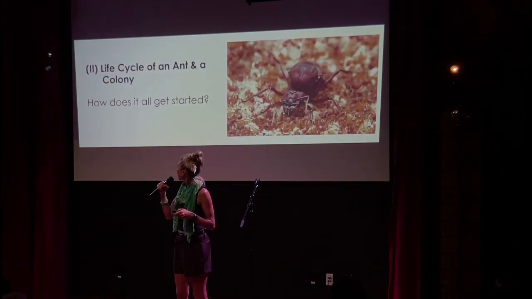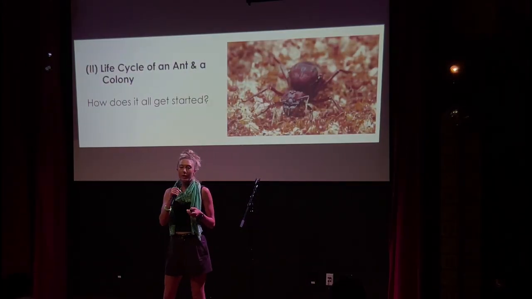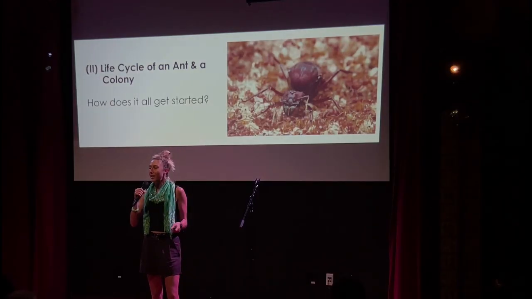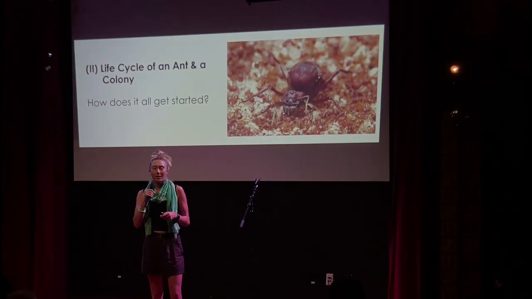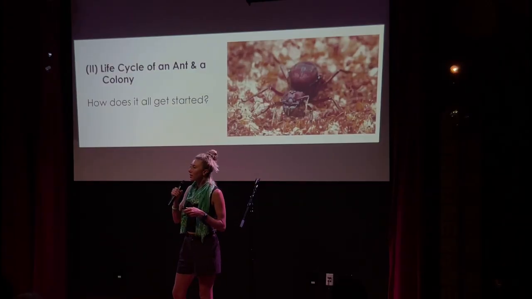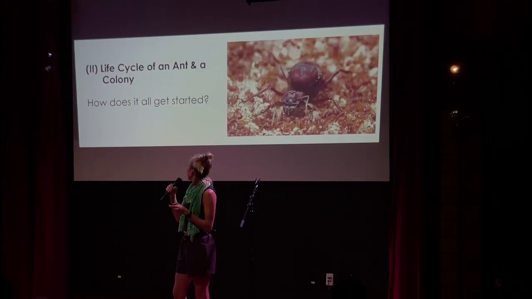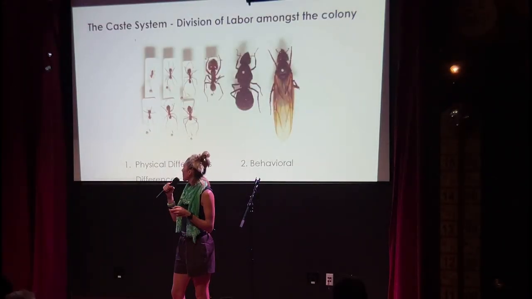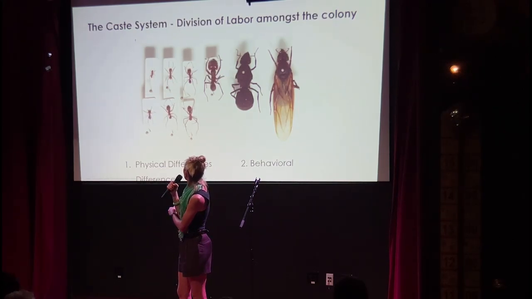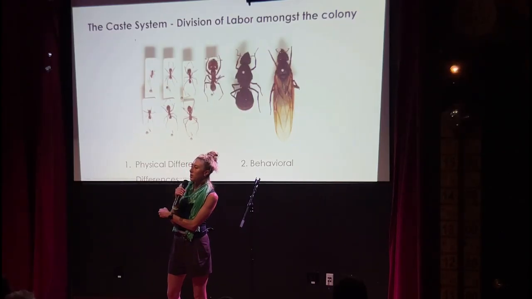Okay, so now we're on to the life cycle of an ant and of a colony. So how does it all get started? I showed you that giant photo, and I mentioned that there's a queen, right? Like all ants have a queen. This one also has a queen. So how does the queen start something like that? Ants have what we call the caste system. So I'm showing you here a photo, and, is anyone, how many species of ants do you think this is?